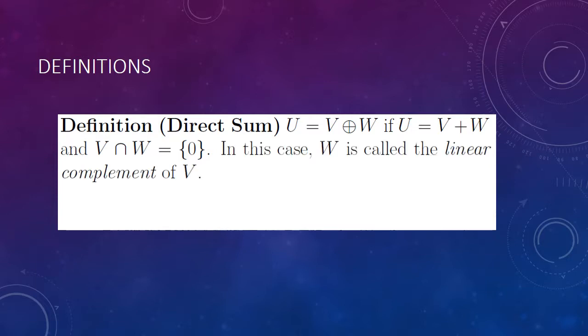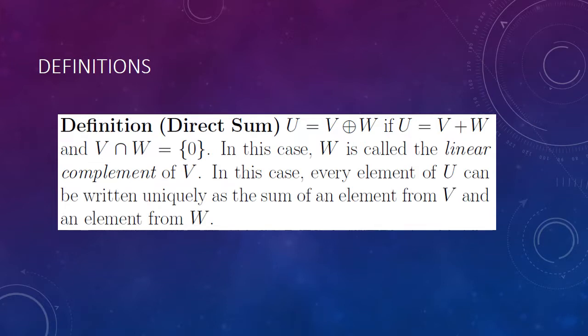In this case, we'd call W the linear complement of V and vice versa. So V is the linear complement of W inside of U. It also means, and this is something I want you to think about whether or not you can prove it, that every element of U can be written uniquely as the sum of an element from V and an element from W. It turns out that this follows from the fact that V intersect W is just zero.